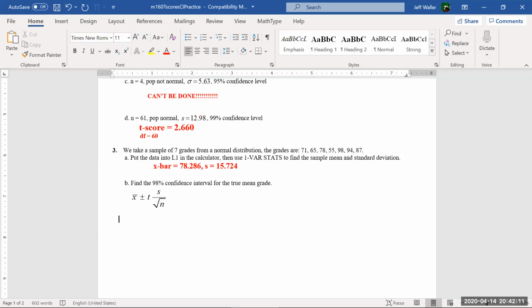So what I'm missing is the t-score. Now, obviously, I kind of gave it away here, but why do I have to use a t-score? Because I don't know sigma, right? And really quick, notice how I say it's from a normal distribution, so it doesn't matter the sample size is small, it's already normal to start with.